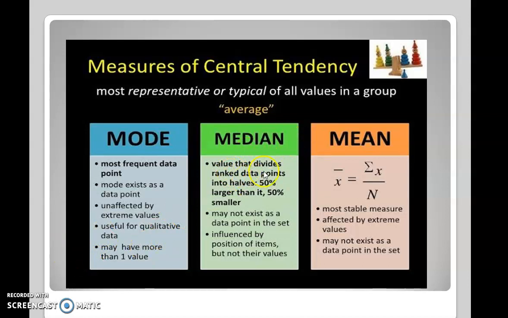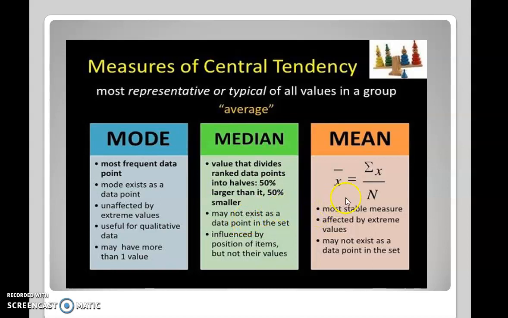Next is the median. It is the value that divides the ranked data points into half, with 50% larger than it and 50% smaller, since it is the center point of the data. It may not exist as a data point in the set. The mode will be in the data set since it is the most frequent value, but the median may not be present in the data set. It is a middle point, so it may or may not exist in the data set. It is influenced by the position of items but not by their values. It depends on the position of the values in the data set.